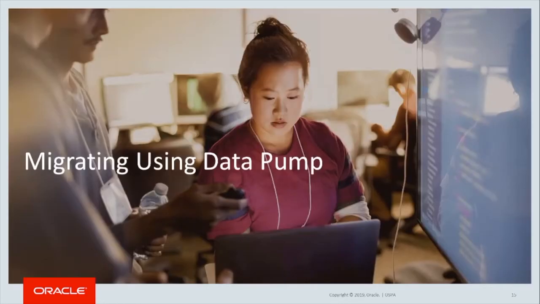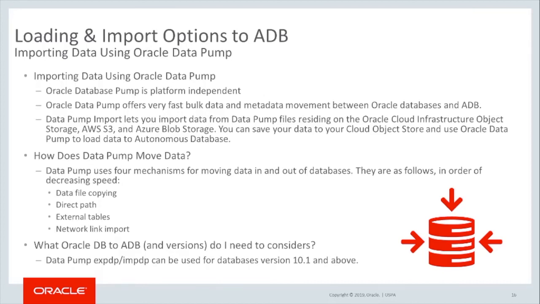Let's look at how to perform a migration using DataPump. DataPump expdp and impdp can be used for database versions 10.1 and above as source databases and will perform the upgrade steps necessary to convert the database from older versions to the current Autonomous Database version.